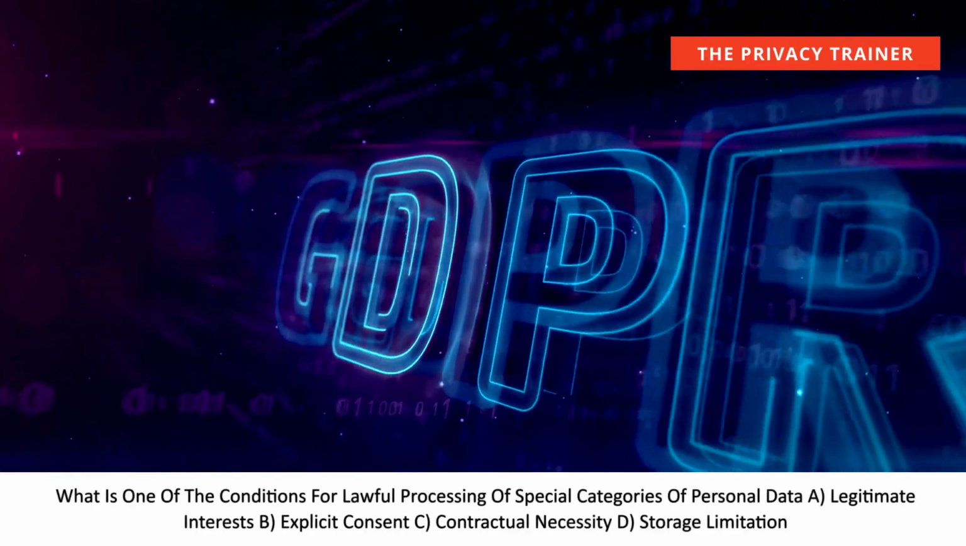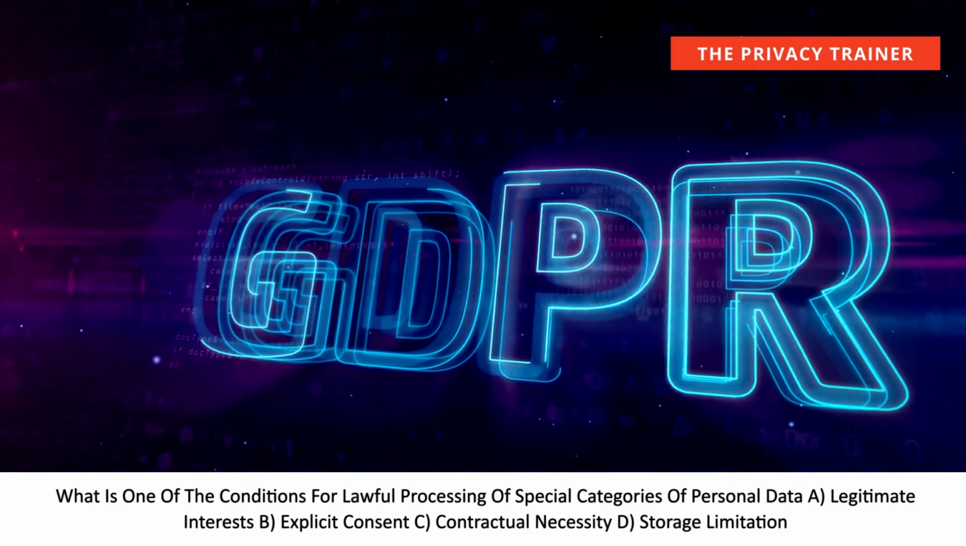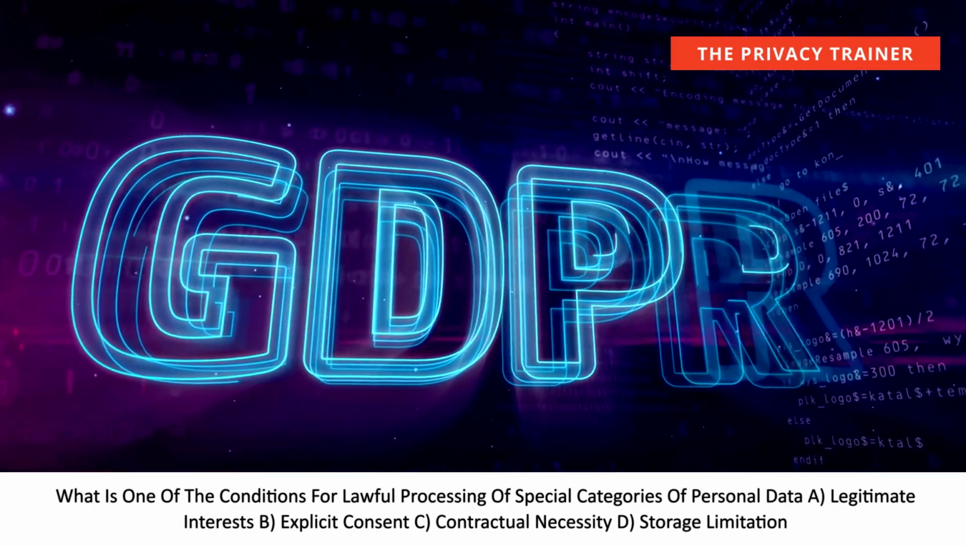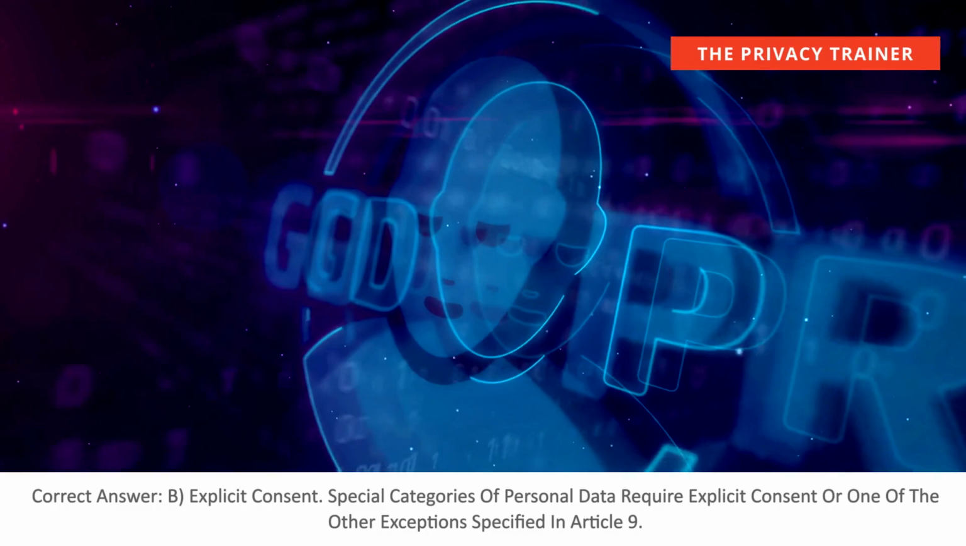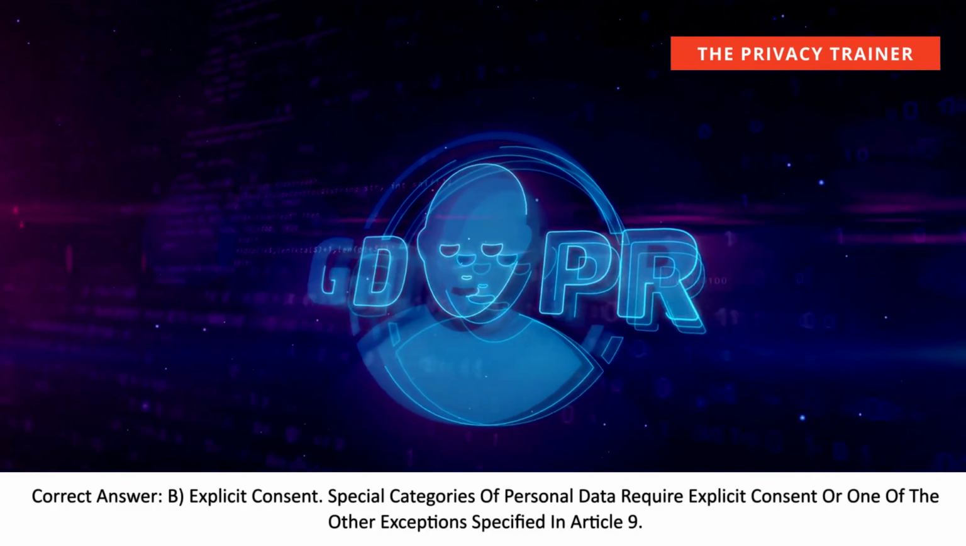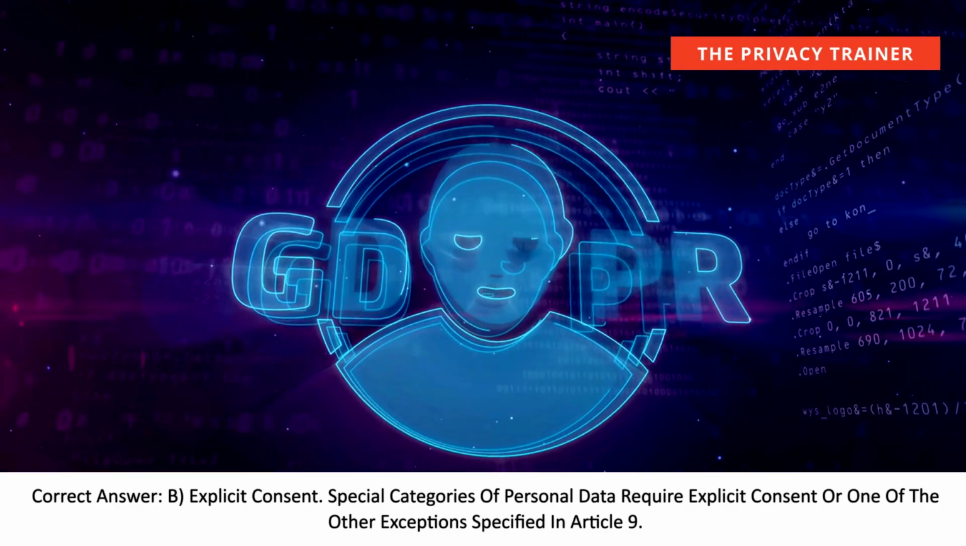What is one of the conditions for lawful processing of special categories of personal data? A. Legitimate interests. B. Explicit consent. C. Contractual necessity. D. Storage limitation. Correct answer: B. Explicit consent. Special categories of personal data require explicit consent or one of the other exceptions specified in Article 9.